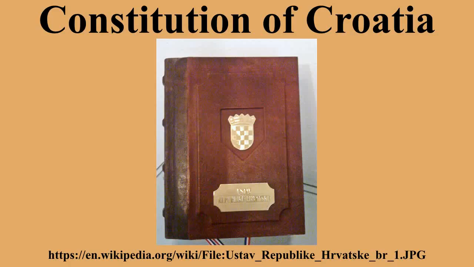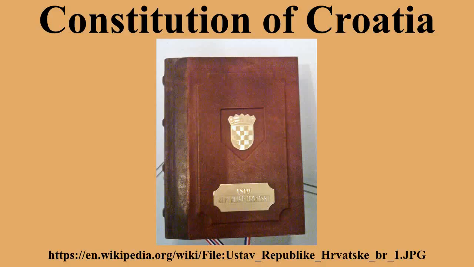Judges are elected by the National Judicial Council. The National Judicial Council consists of 11 members elected by the Croatian Parliament from among notable judges, attorneys at law and university professors of law. The majority of members of the National Judicial Council shall be from the ranks of judges.